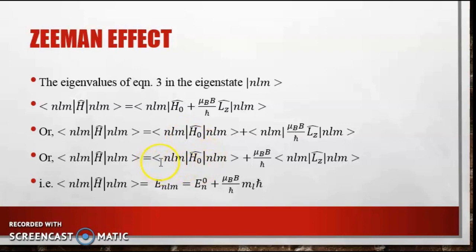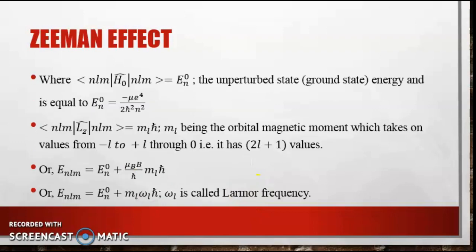Now this expression is considered as the value En naught, which is the unperturbed energy without any presence of external perturbation, and for the second term we have mu B B by h cross being the scalar quantity. We take it outside of this expression, and we are left with Enlm. We are writing for the expectation value of this, and that is equal to En naught plus mu B B by h cross times ml h cross, where this ml is the magnetic quantum number, and it takes on values from minus l to plus l through 0. That means it has 2l plus 1 values. And En naught is the unperturbed state energy and is equal to minus mu e to the power 4 by 2 h cross square n square.